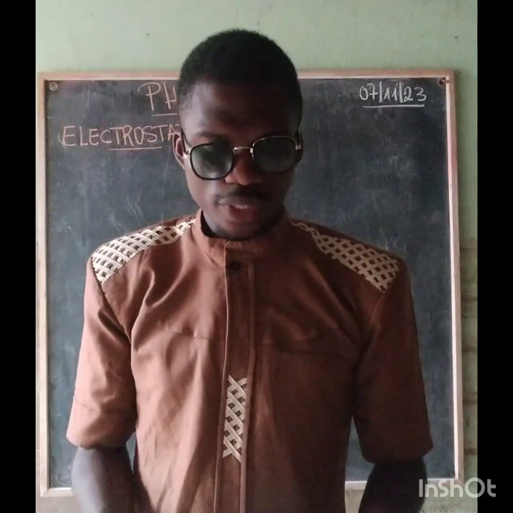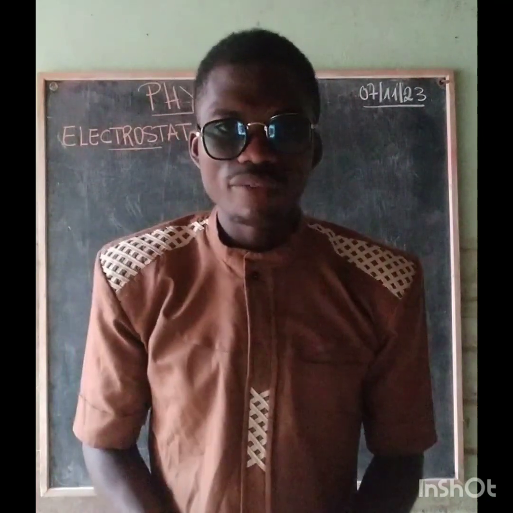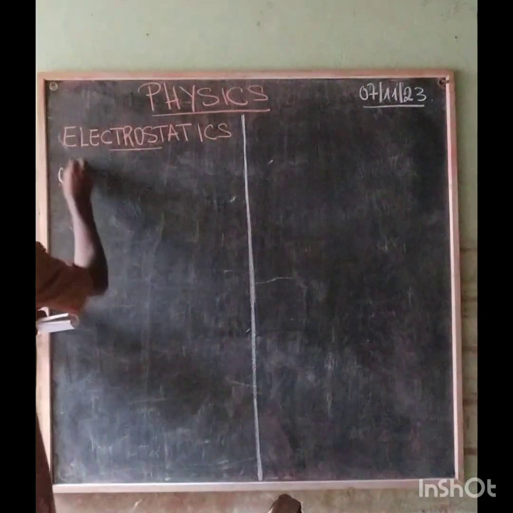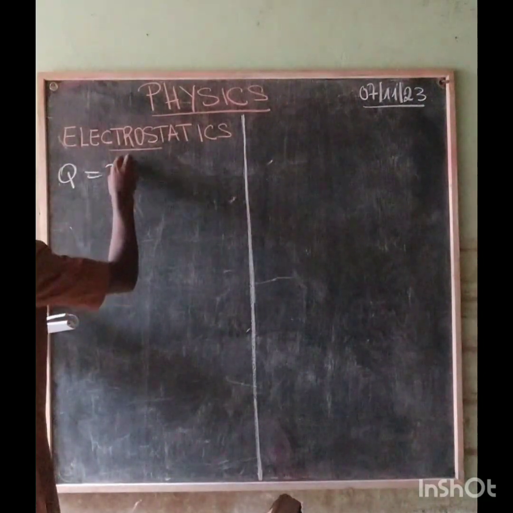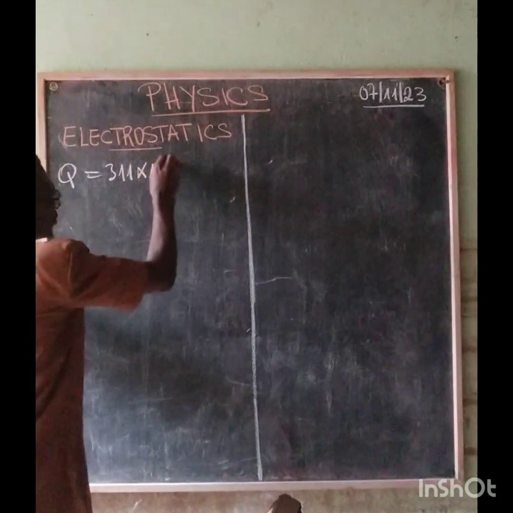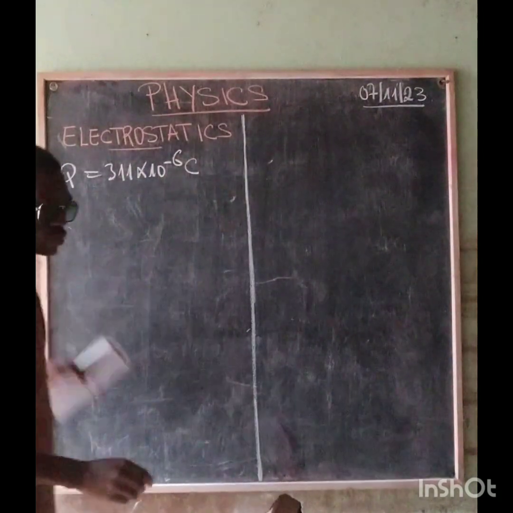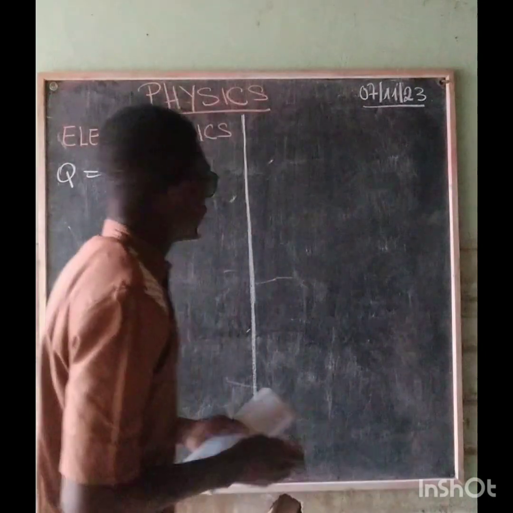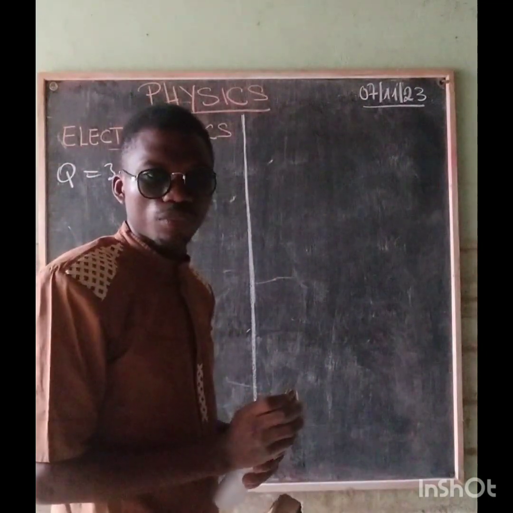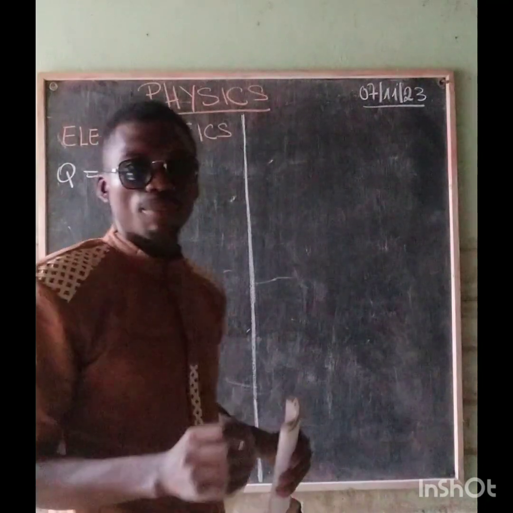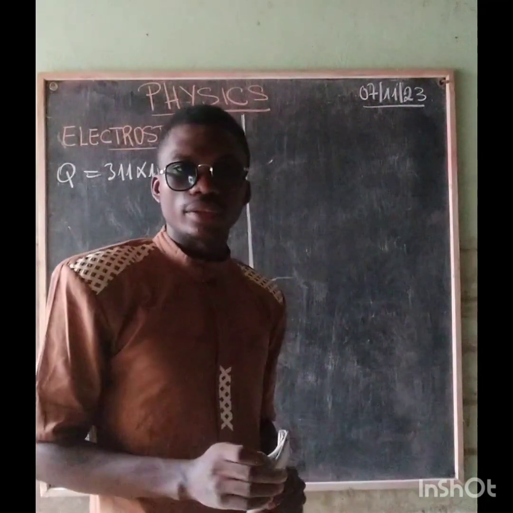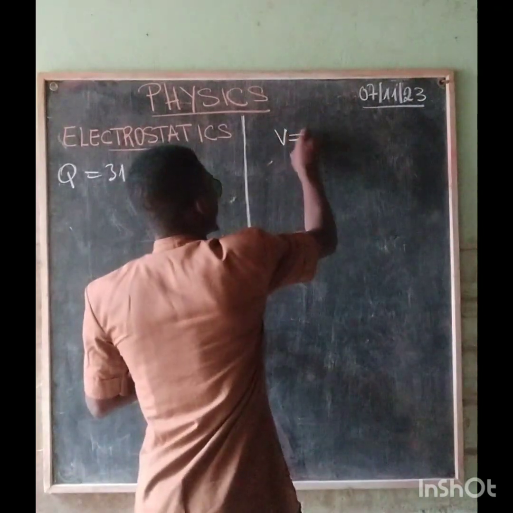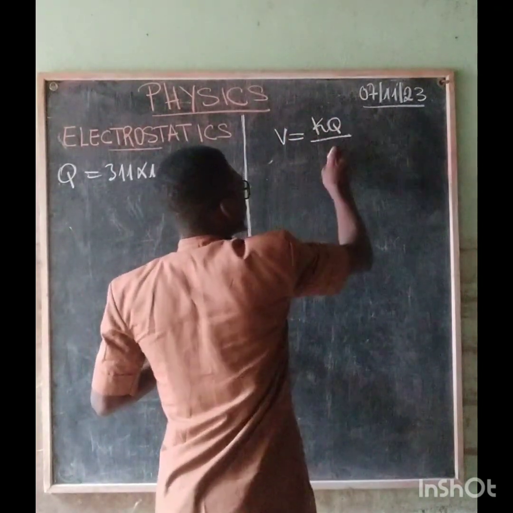So now we are going to calculate the change in potential that the particle experiences. The charge was given to us as 311 microcoulombs, which is 311 times 10 to the negative 6 coulombs. And then we know that the electric potential is given by the formula V equals KQ on R.